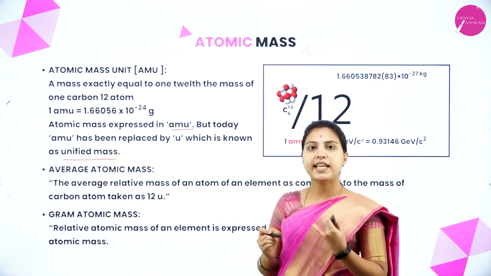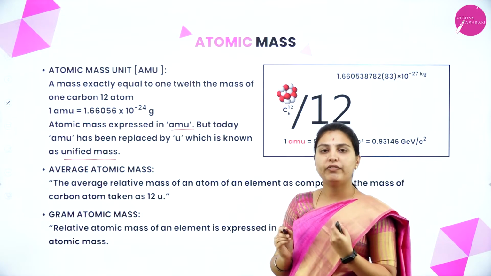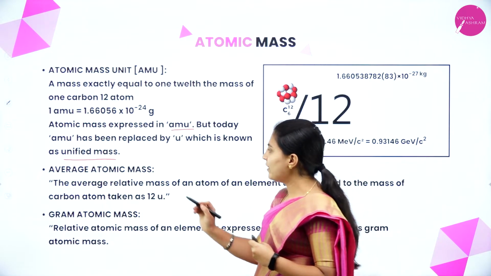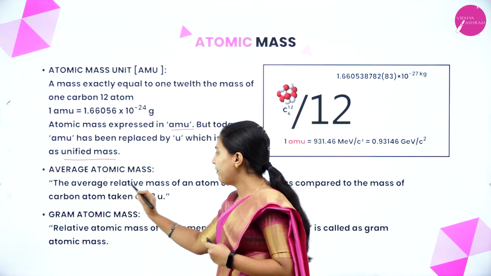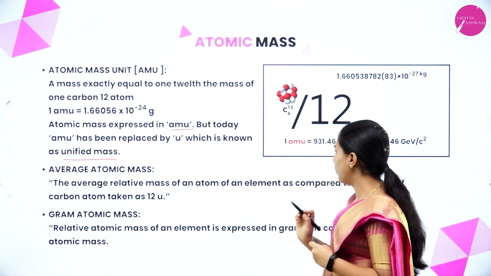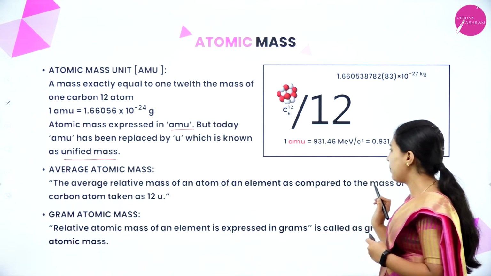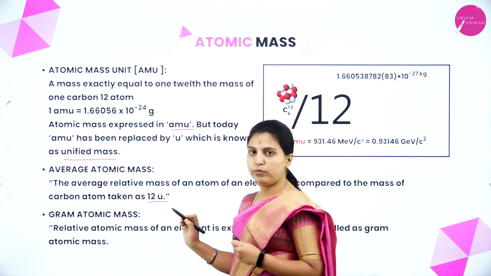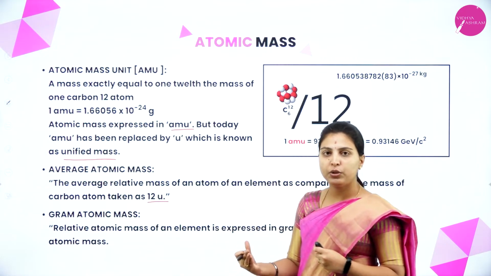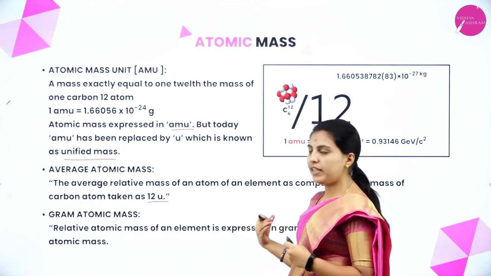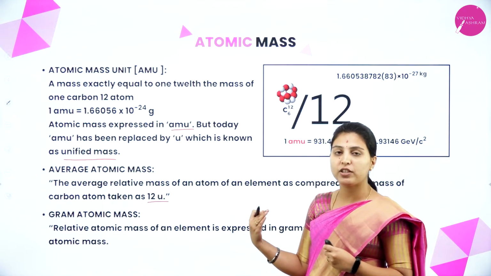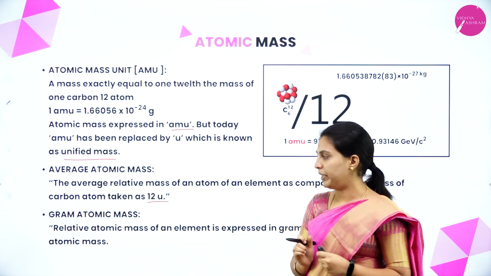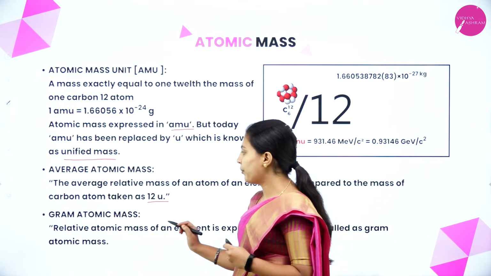You can call it AMU, also called unified mass. What is the average atomic mass? The average relative mass of an atom of an element as compared to the mass of a carbon atom taken as 12 u. If you take 12 AMU on one side, the remaining side will be the average atomic mass of the particular element.